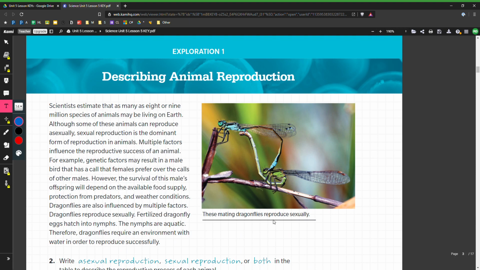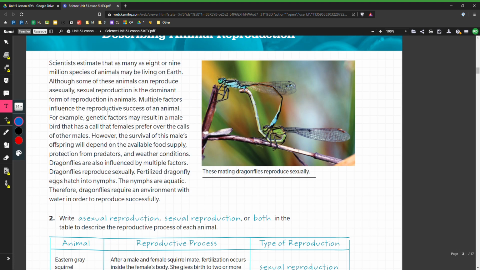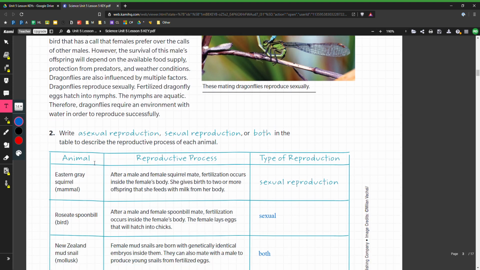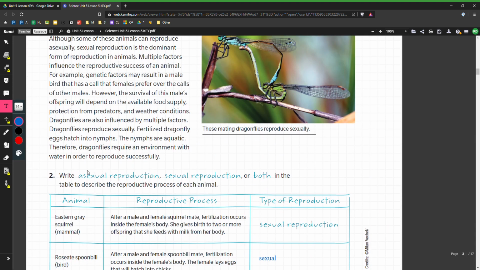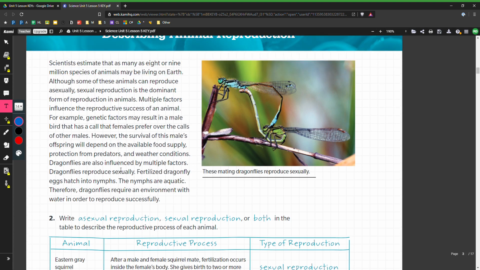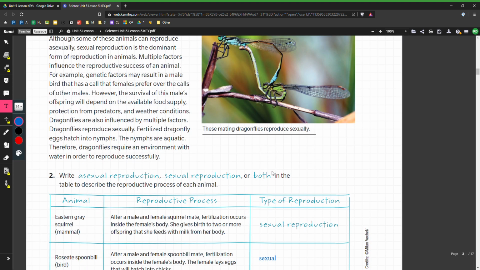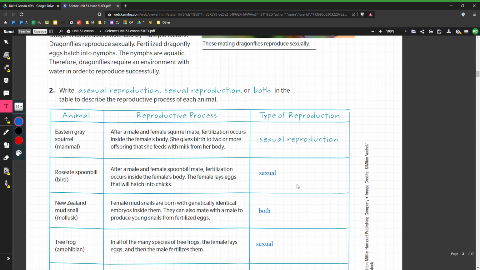Okay, describing animal reproduction. There are dragonflies reproducing. Very exciting. So, kind of based off of the last lesson, write asexual reproduction, sexual, or both to describe the reproductive process of each animal. So remember, sexual means it's 2 organisms, and asexual is 1, reproducing by itself. It's like cloning itself, essentially.